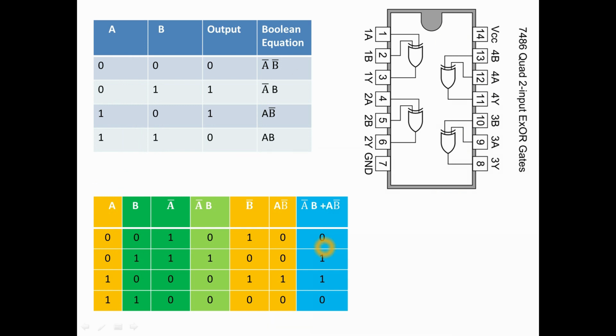This is the proof of the exclusive OR gate. Prove by writing A bar B and A B bar, that is A bar B plus A B bar. We get this output as the exclusive OR gate output. That IC is the 7486. That is the quad 2 input XOR gates.